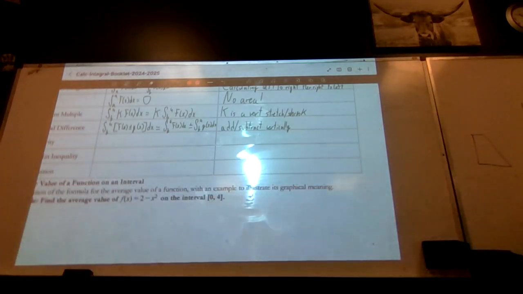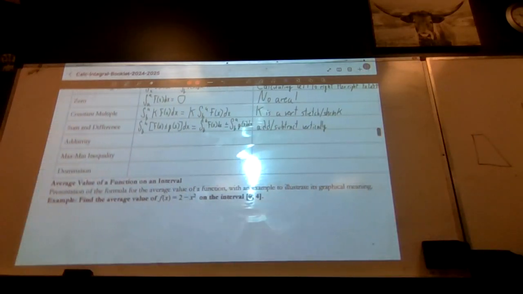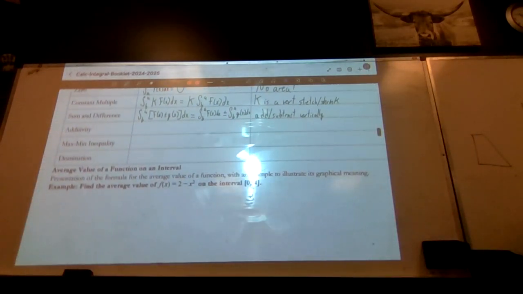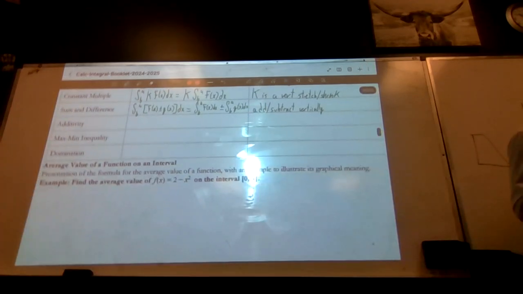Okay. I'm going to actually skip additivity for a second. I'm going to go down here, and we're going to talk about ones that I don't love these, but we're just going to mention them.